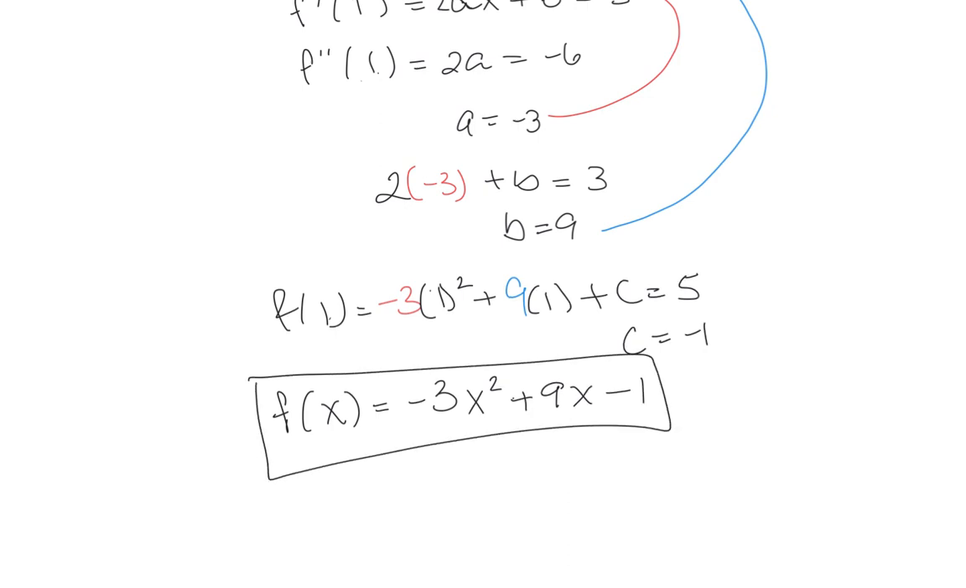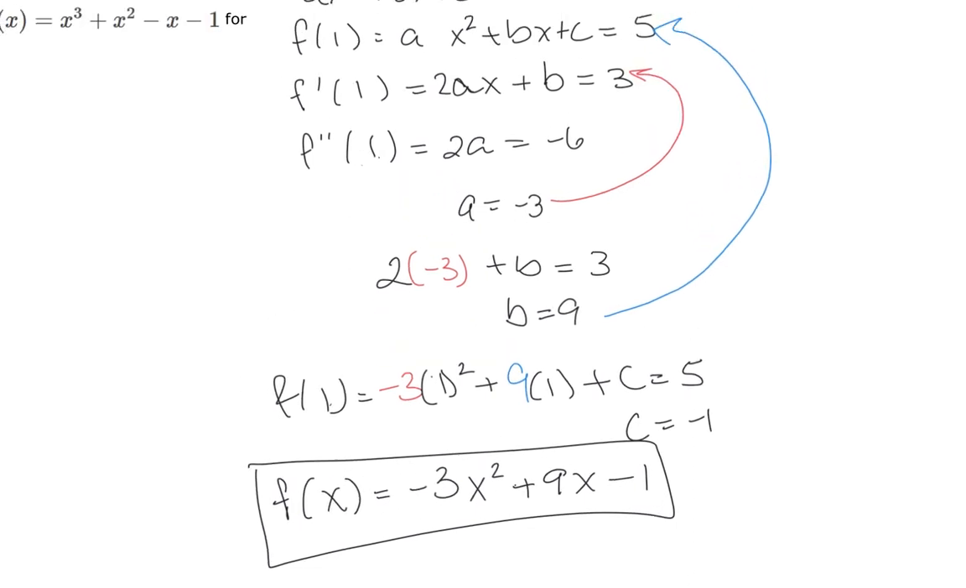And I did that by going through the process of here is what a quadratic should look like, ax squared plus bx plus c. And I know that when I evaluate it at 1, it has to be 5. The first derivative is going to be 2ax plus b, and when I evaluate it at 1, it has to be 3. My second derivative is 2a. When I evaluate it at 1, it gives me negative 6. So I knew what a was from the second derivative. I can find b from that and the value that's given to me on the first derivative, and then I can find my function by just doing back substitution.